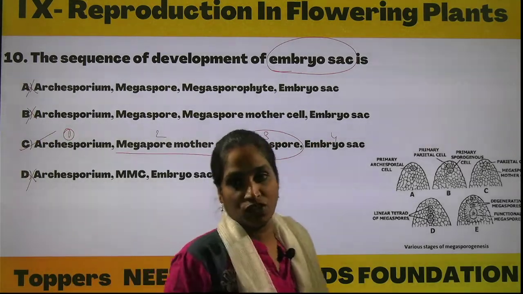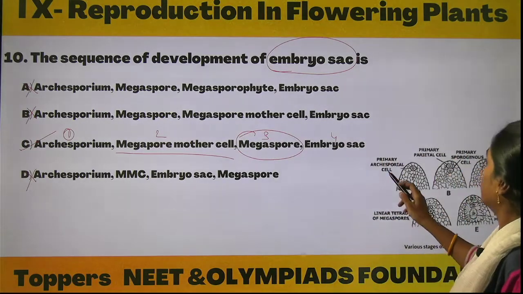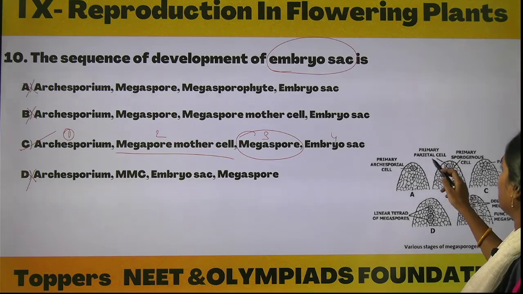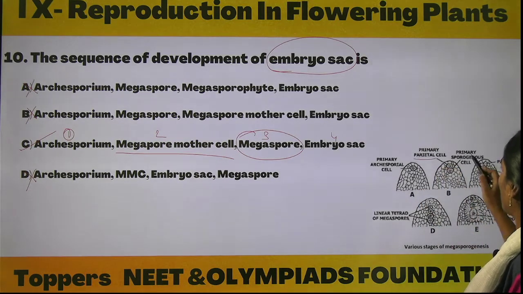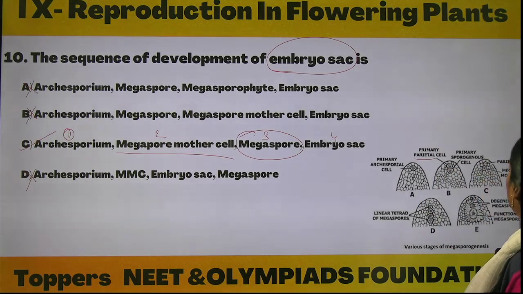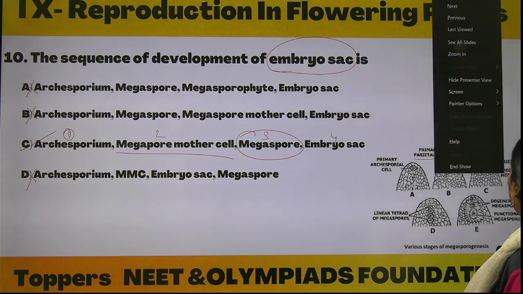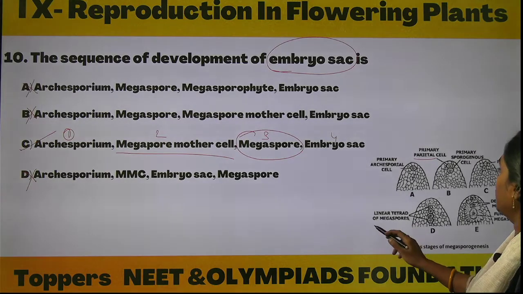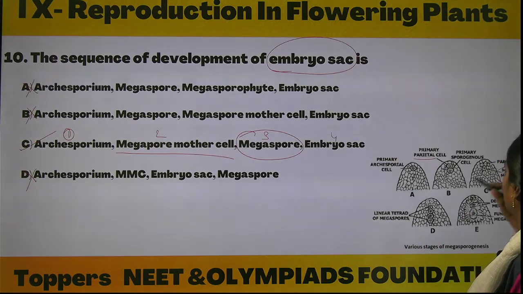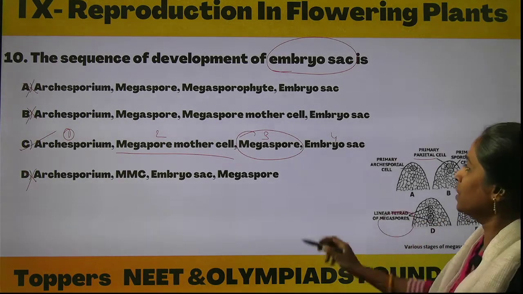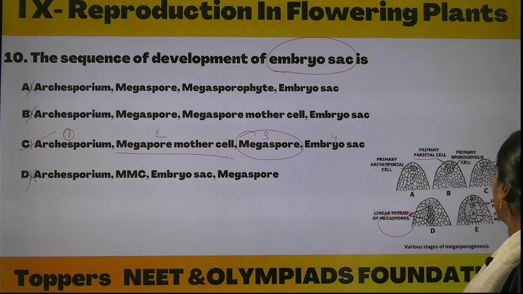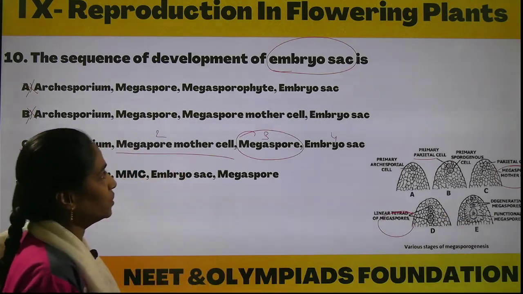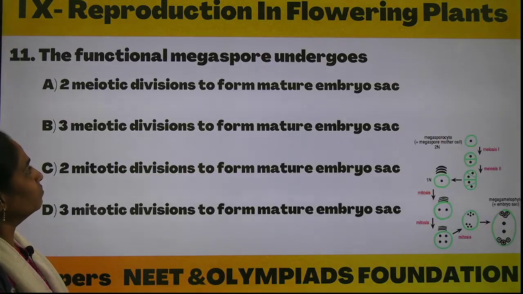The picture is also indicating here the archesporial cell and the primary parietal cell. Parietal is nothing but the mother. Primary sporogenous cell, parietal, megaspore mother cell and linear megaspores. So the mother cell comes first and next we can observe the megaspores. At last we can observe the embryo sac formation, right? Hope you all understood. Coming to the next question.